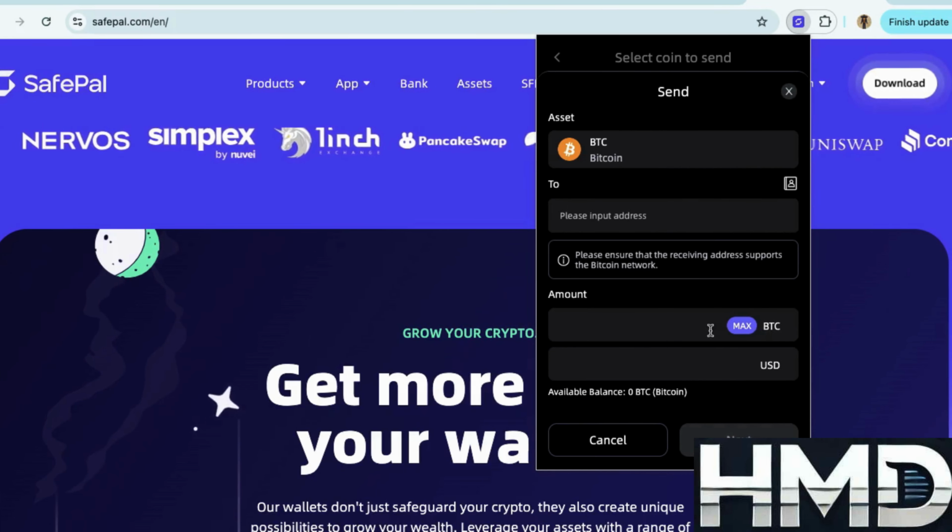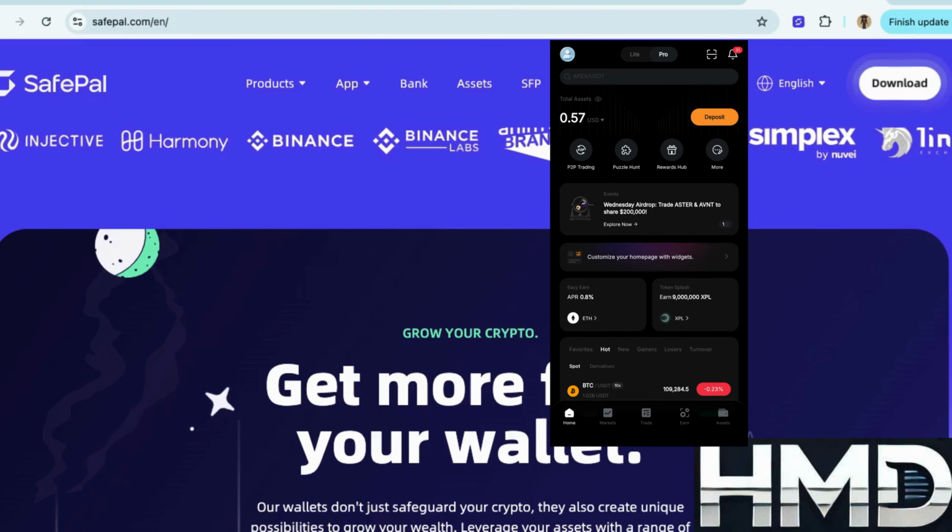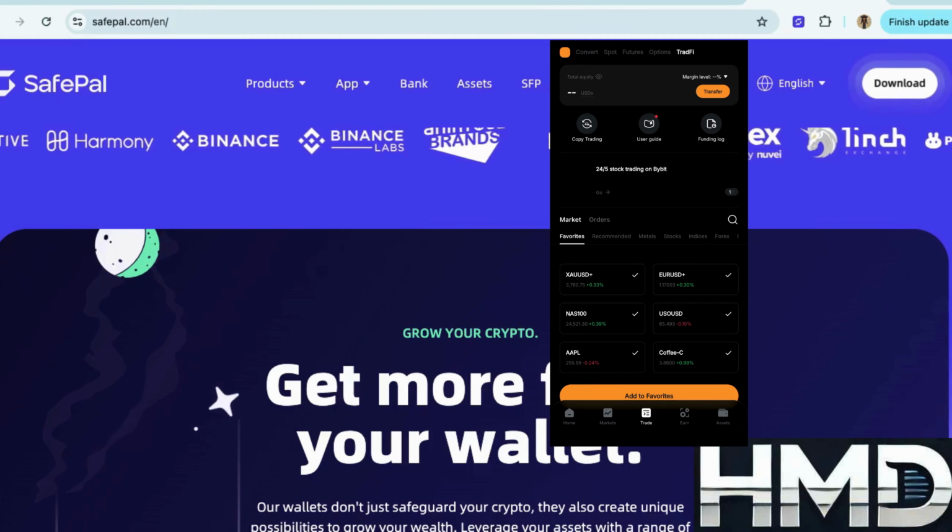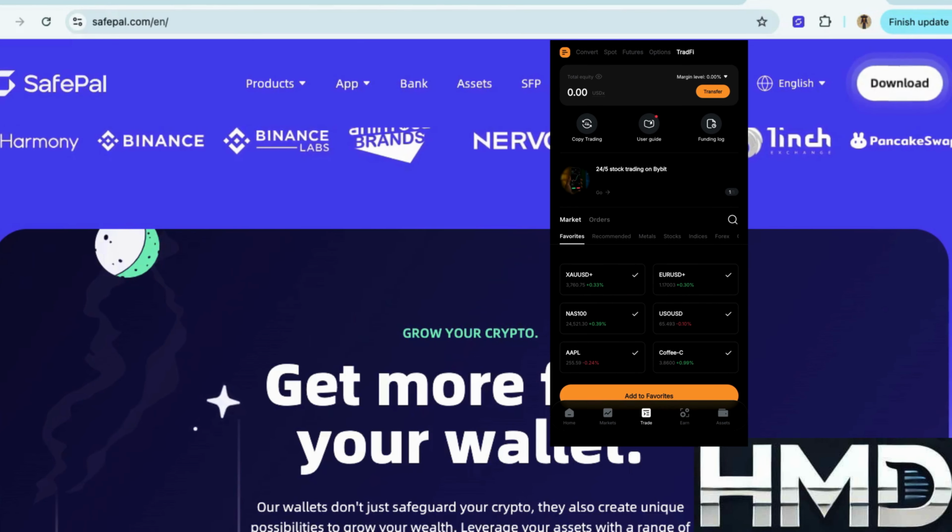Step 3. Sell your crypto. Once it reaches the exchange, sell your cryptocurrency for fiat. For example, you can sell Bitcoin for USD.